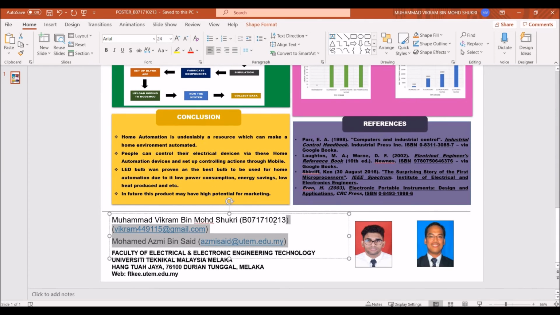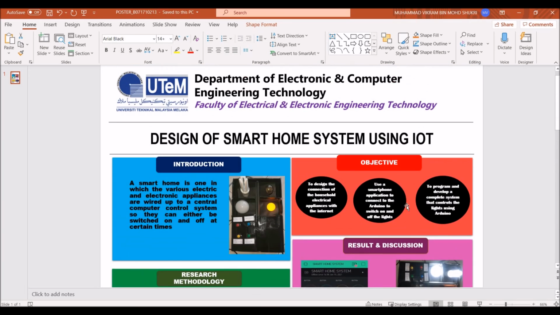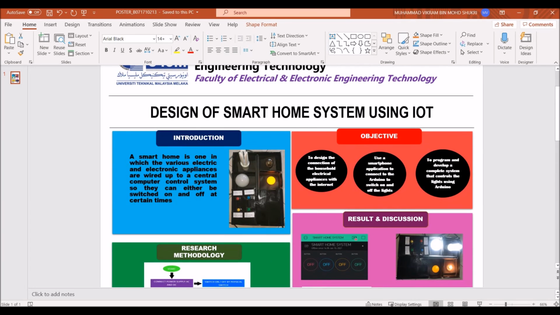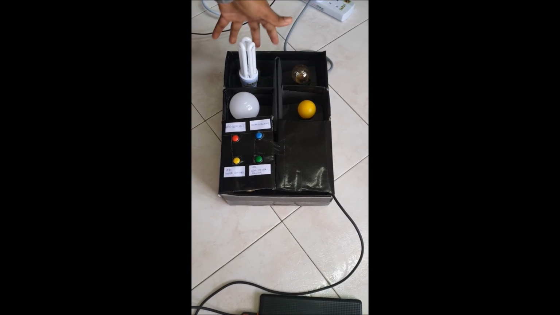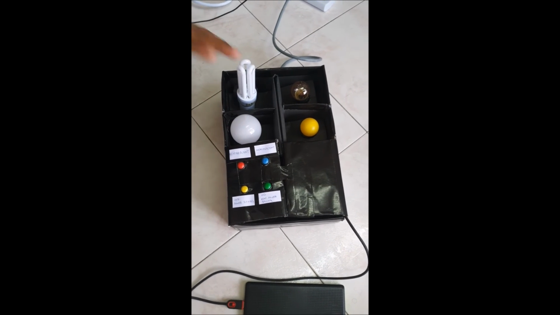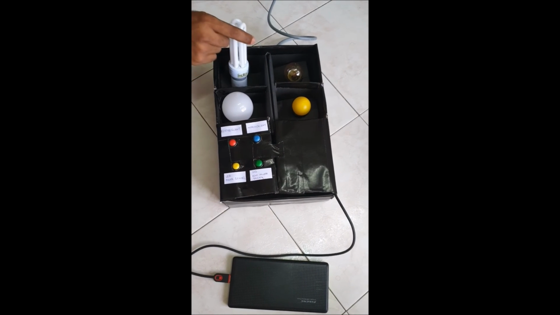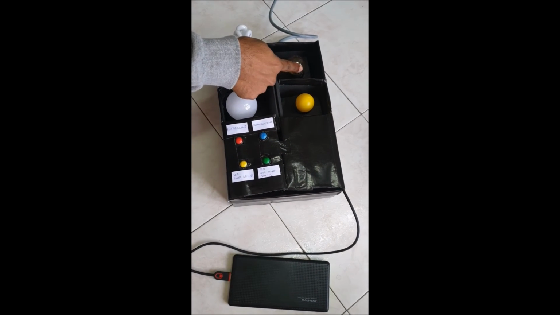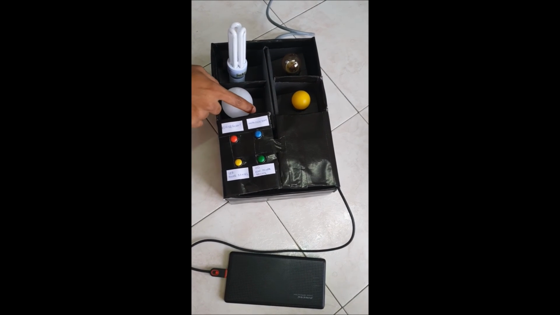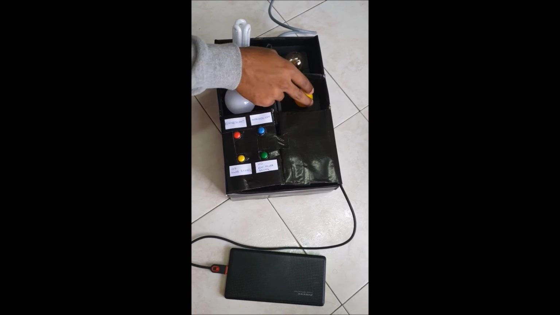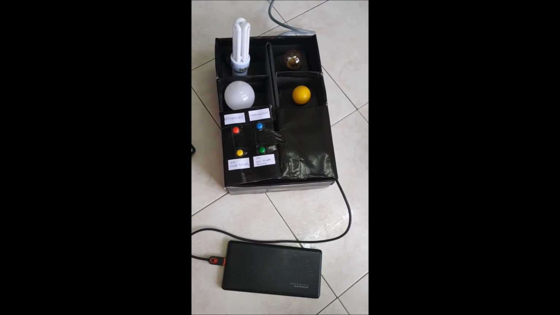And next, let's take a look at my product demonstration video. See you there. Hi guys, this is my project presentation, and this is my smart home system box. As you can see, I have 4 different types of lights. First is the fluorescent, second is incandescent, third is LED, and fourth is also LED, but this LED is a power saving rating, and the third is not a power saving rating. So let me show you how to use this.